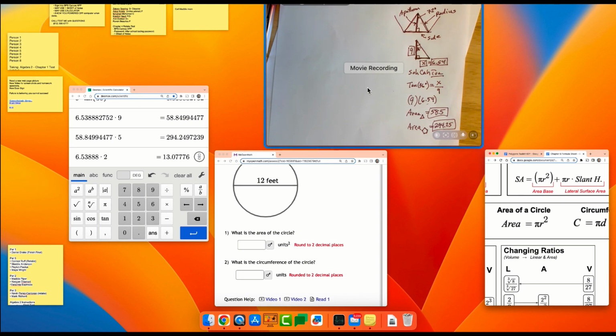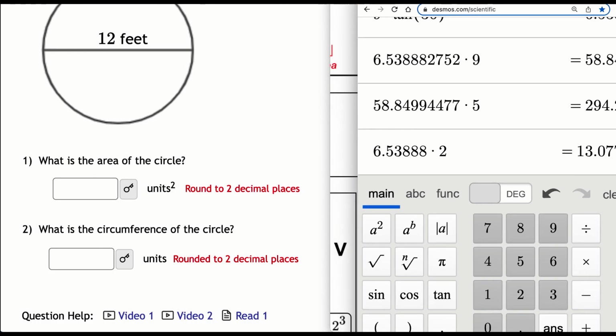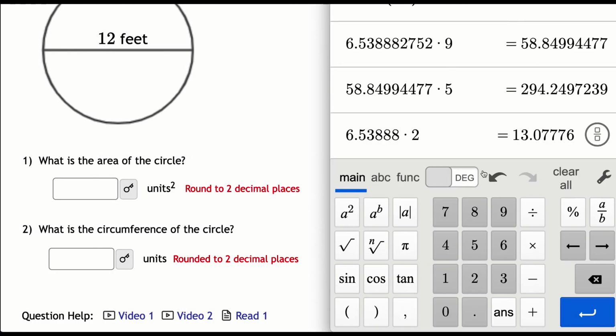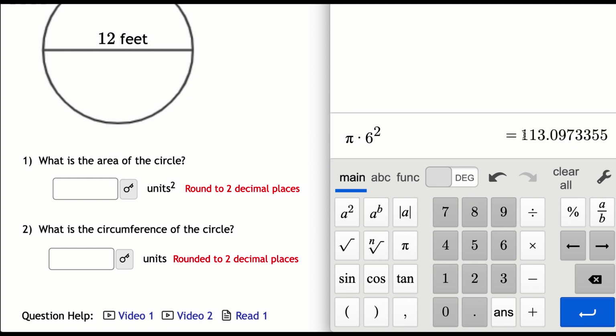Now, as we go through this question right here, I'll bring my calculator back to this side. It's pi r squared. So when I go to this question, I take pi times the radius squared. Now the radius is always the half distance. What we're looking at right now is the diameter all the way across. The radius is just half. So we're going to take pi times 6 and then square that. This will be your area of the question.